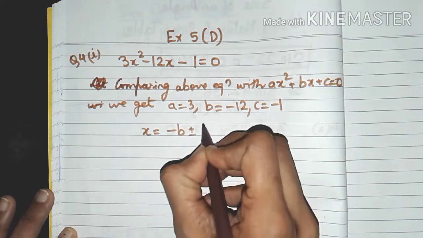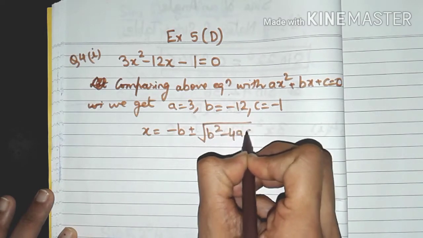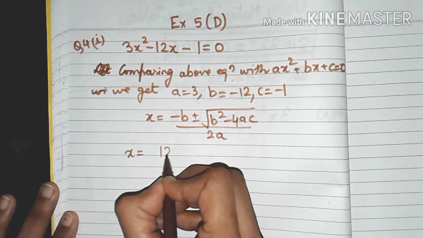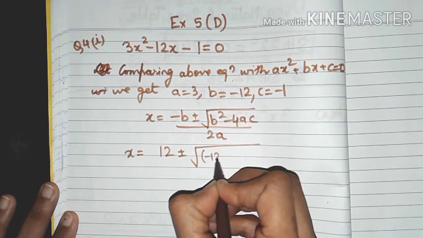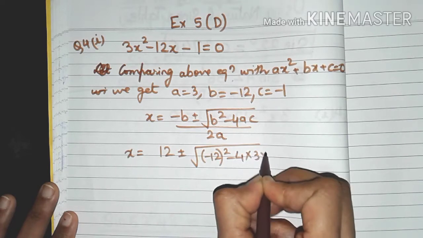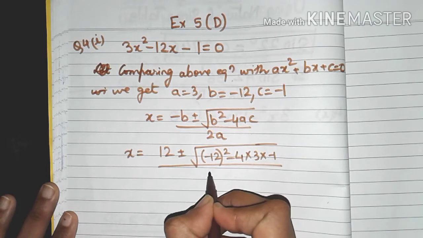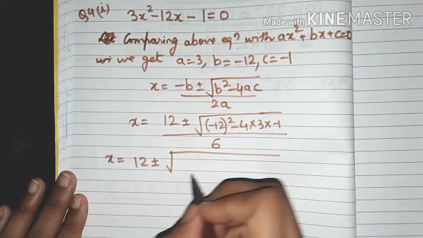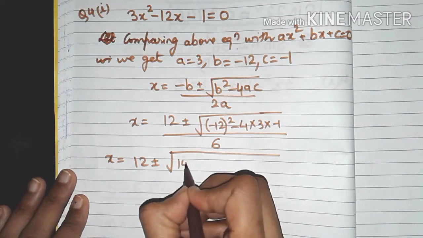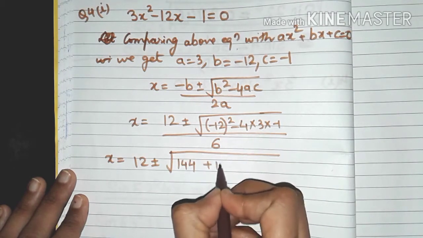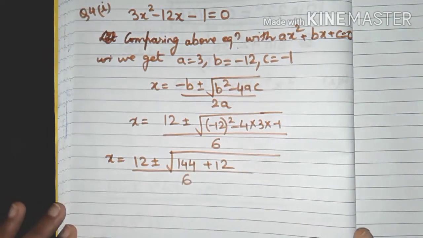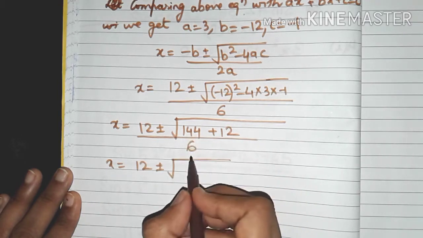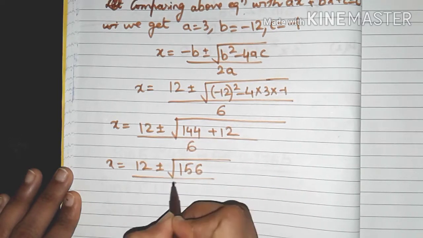So coming back, let's write the formula. So let's start substituting. So these are the values. Divided by 2 times 3, which is 6. Be very careful while putting the values. Let's not miss any signs. So you get 144 plus 12, divided by 6. Is it not? So what does our value become? This, friends, is nothing but 156 divided by 6.